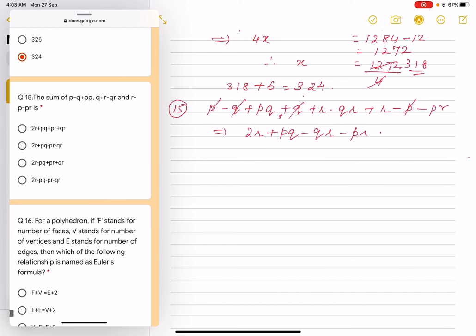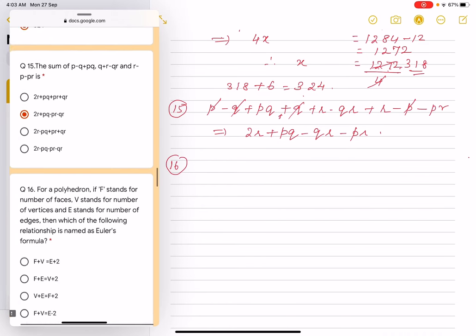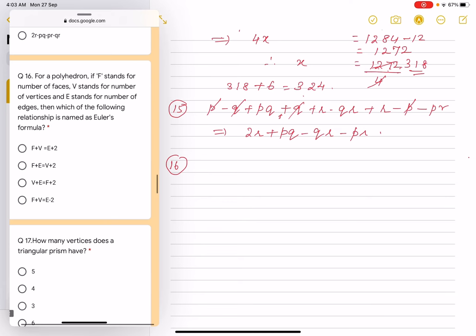Which option will be correct? 2R plus PQ. Let's check very carefully. B option is correct. 16th. For a polyhedron, we know that Euler's formula is what? F plus V minus 2. So let's take which satisfies. It is first option only that is correct.